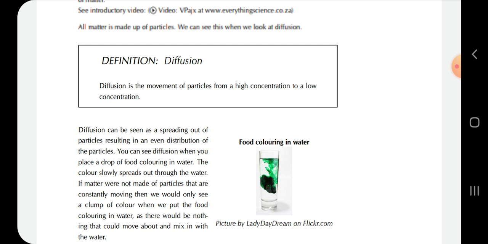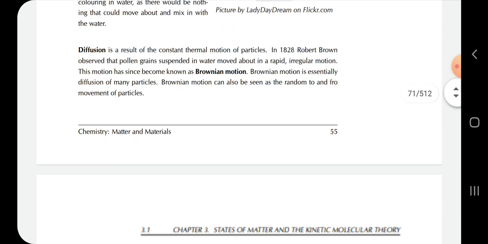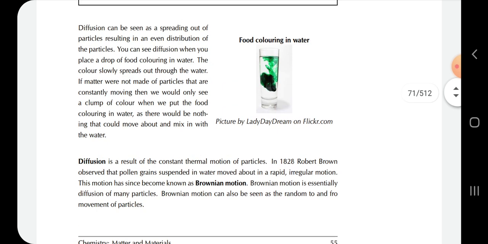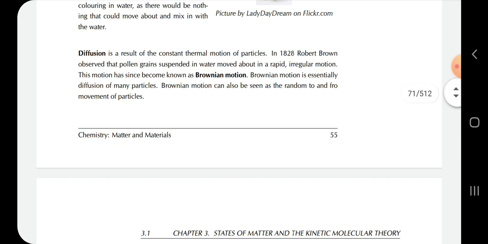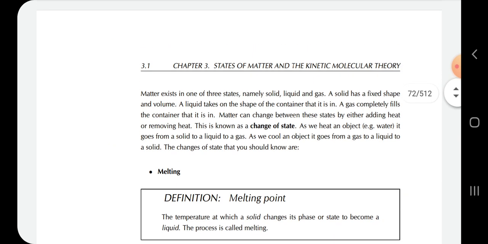Orange juice is a concentrate. Now if you put water inside that orange squash, the concentrated juice, you get what you call diffusion. You have decreased the concentration of that concentrated juice. Diffusion is a result of the constant thermal motion of particles. So that is diffusion. That's what you have to know.